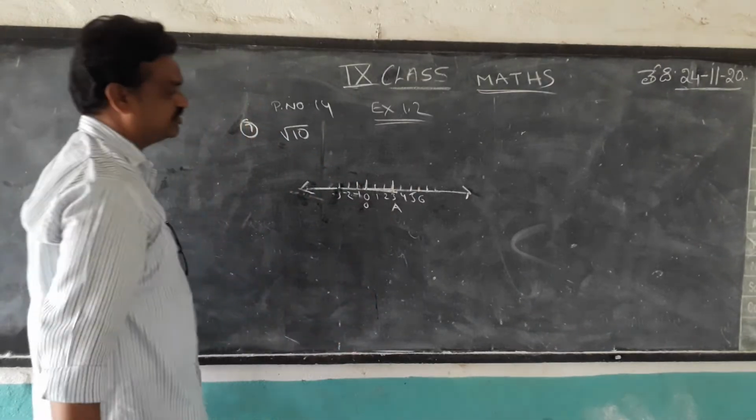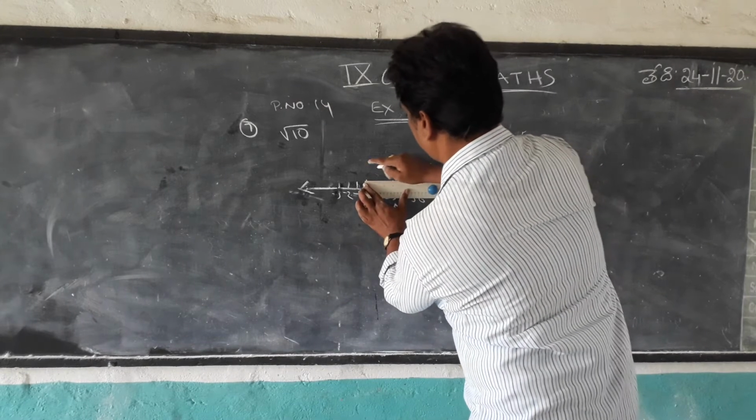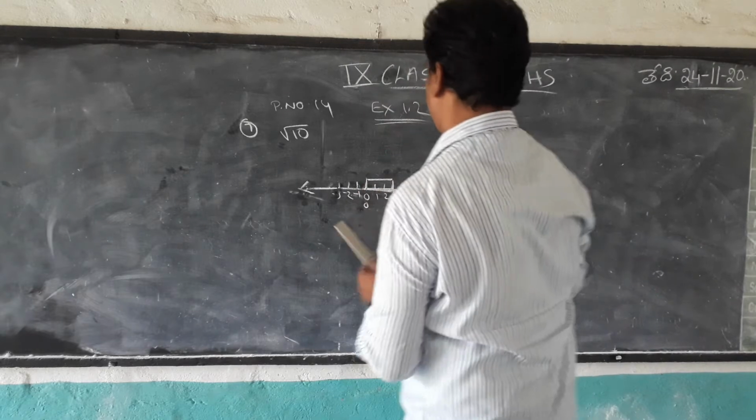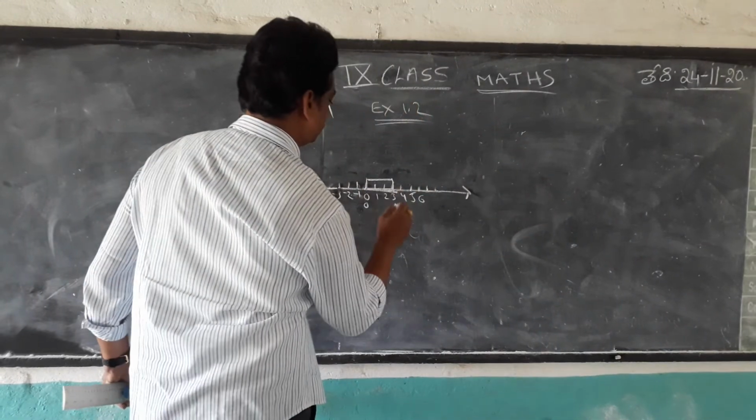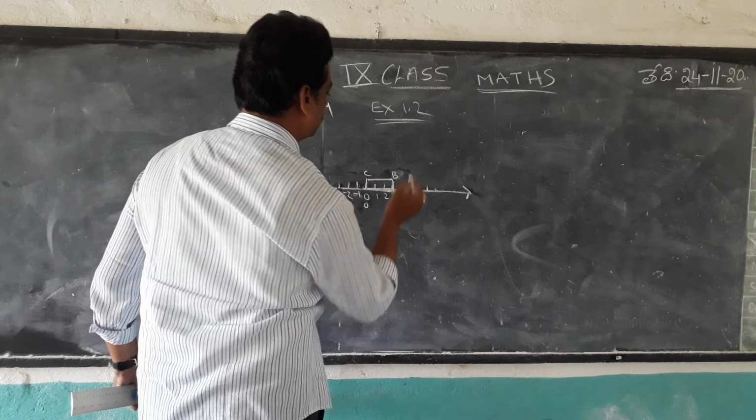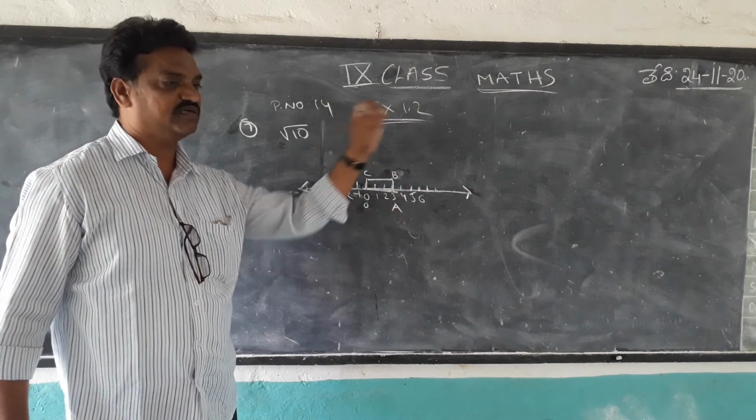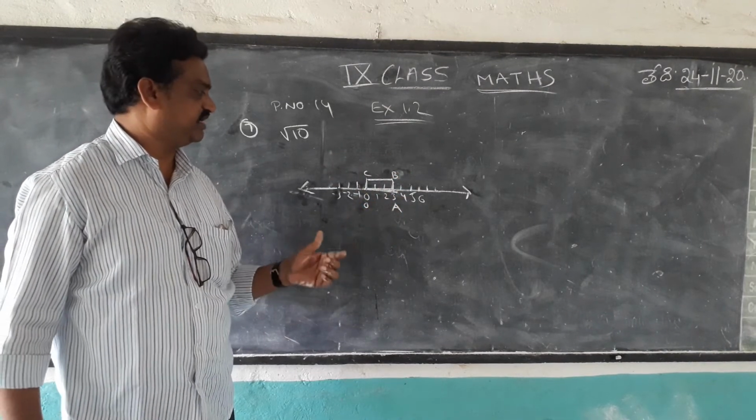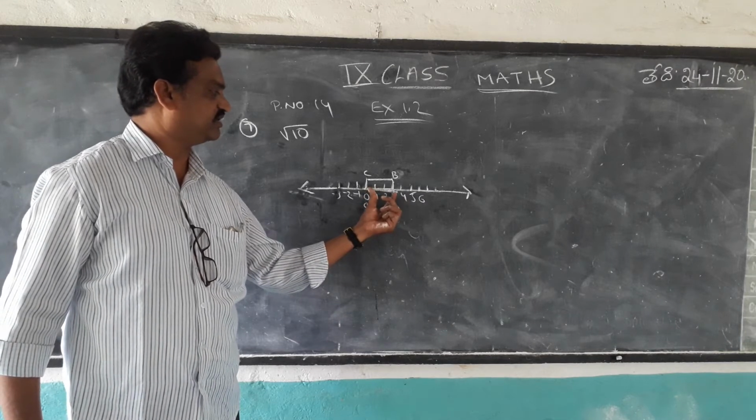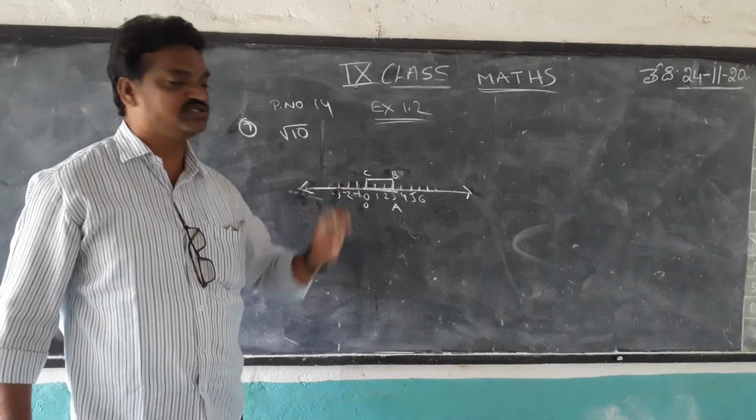Length 3 units, breadth equal to 1 unit. This is rectangle OABC. In a rectangle, lengths are equal and breadths are equal. OA is the length: 0, 1, 2, 3, length equal to 3 units, breadth equal to 1 unit. L is equal to 3 units, B is equal to 1 unit.